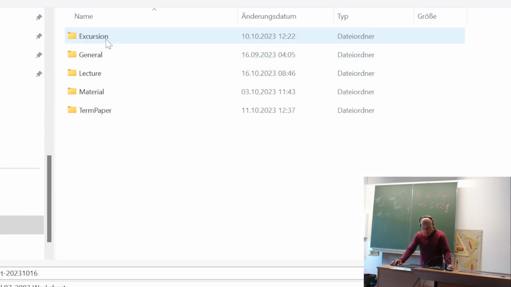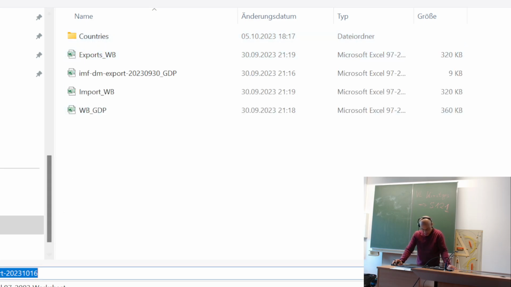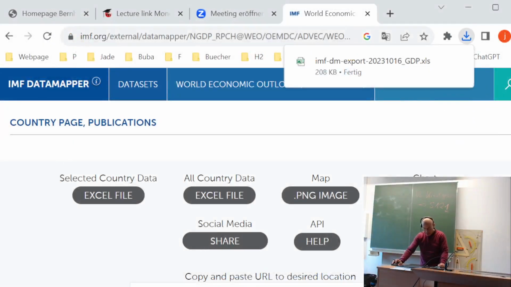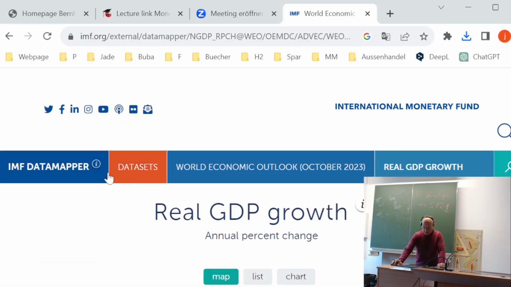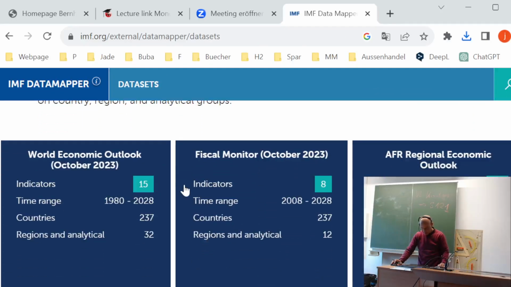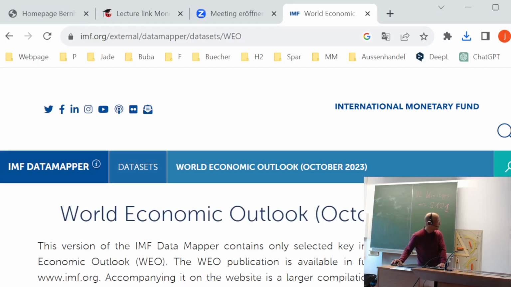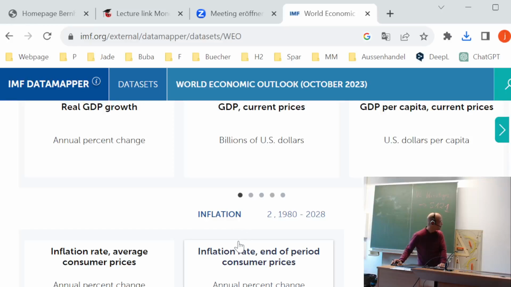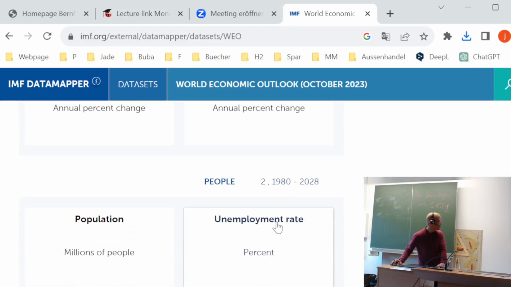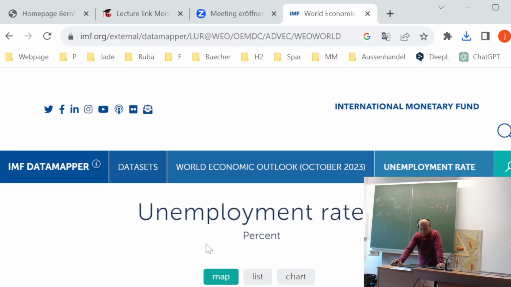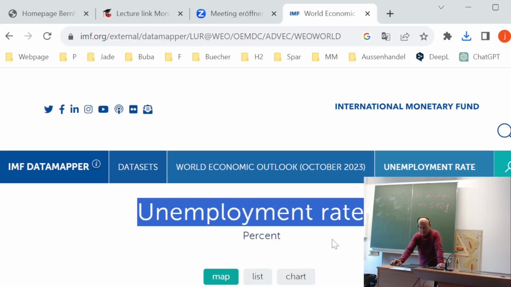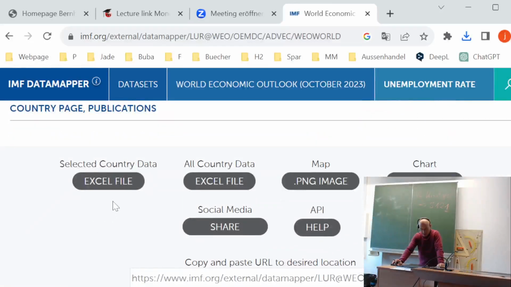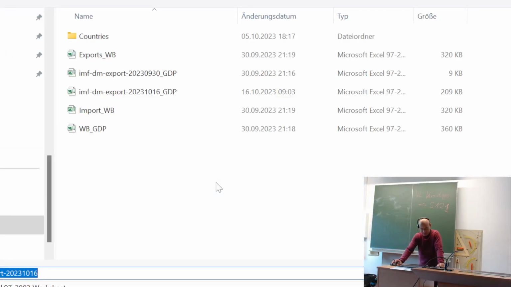So this would be GDP. And we also need unemployment. Data sets and World Economic Outlook, current prices, inflation, population, and here you have the unemployment. Now you see that you are within the data mapper with the unemployment rate. This we also download.